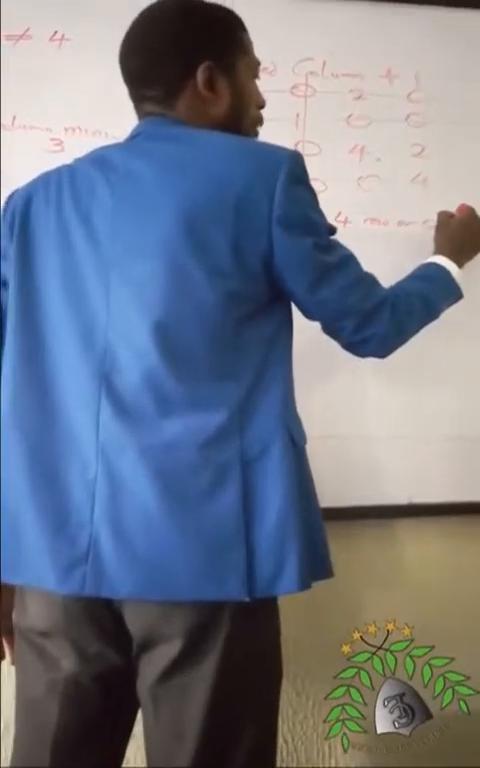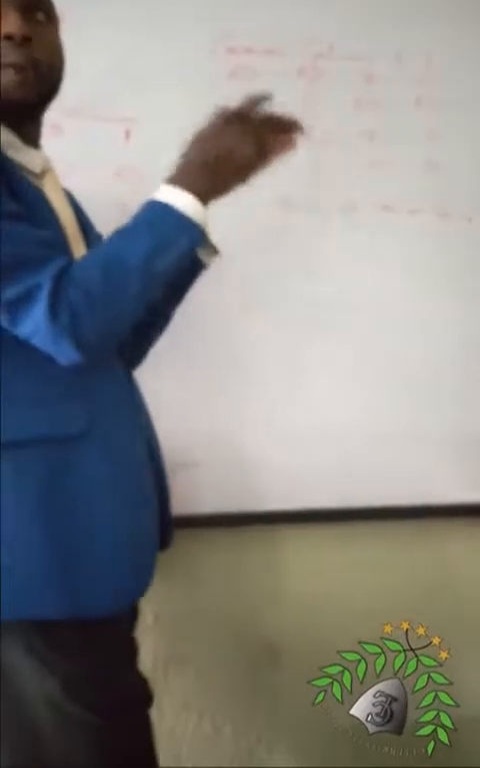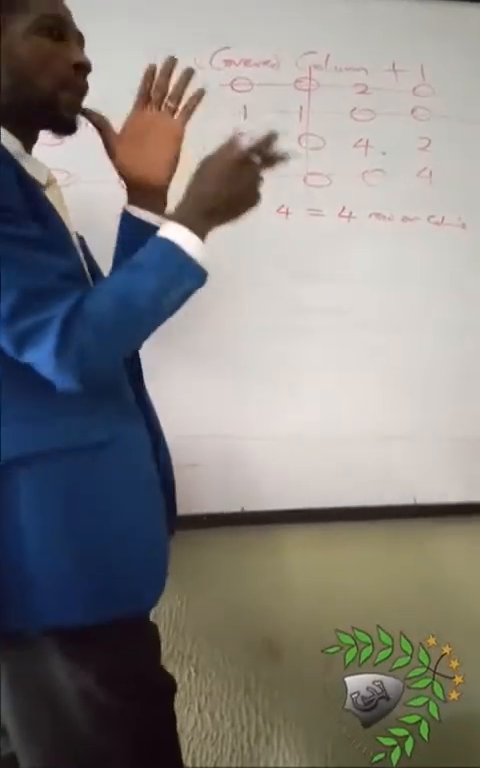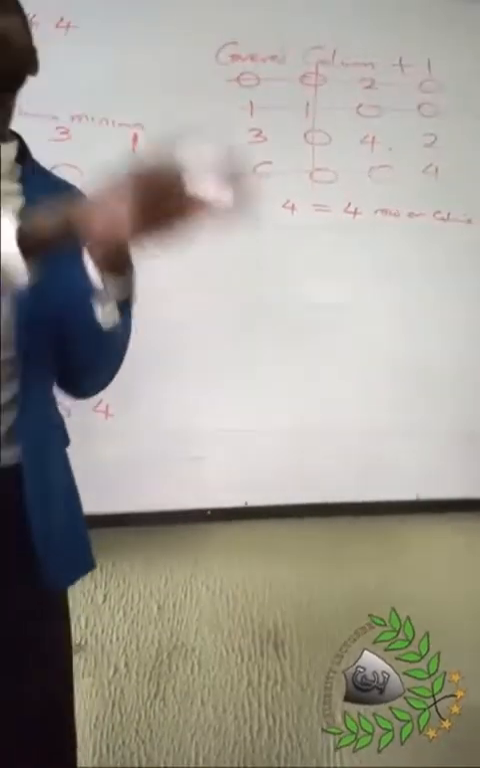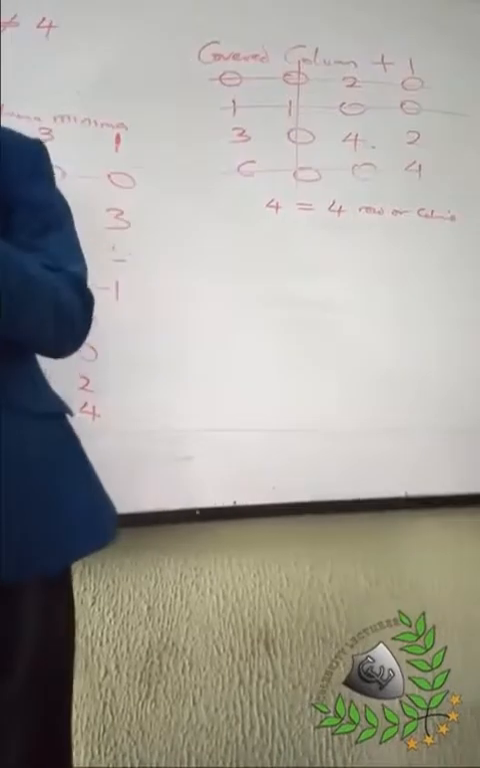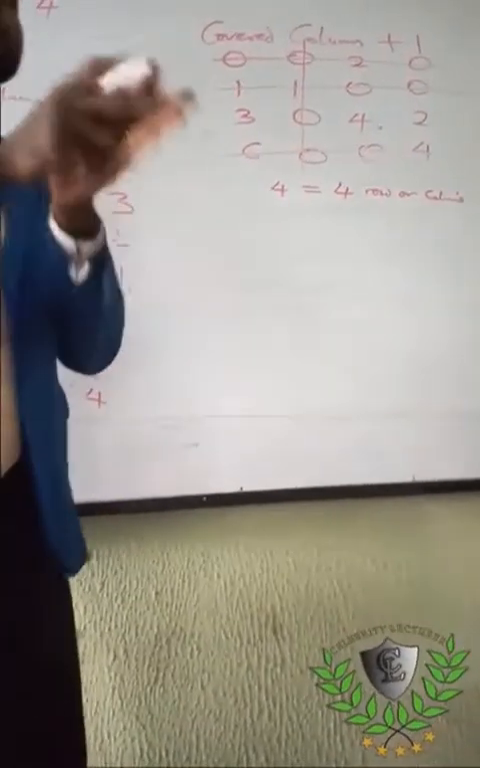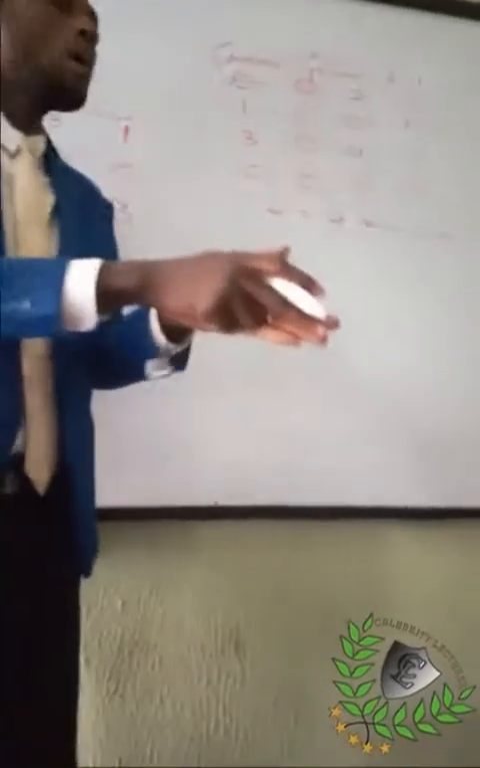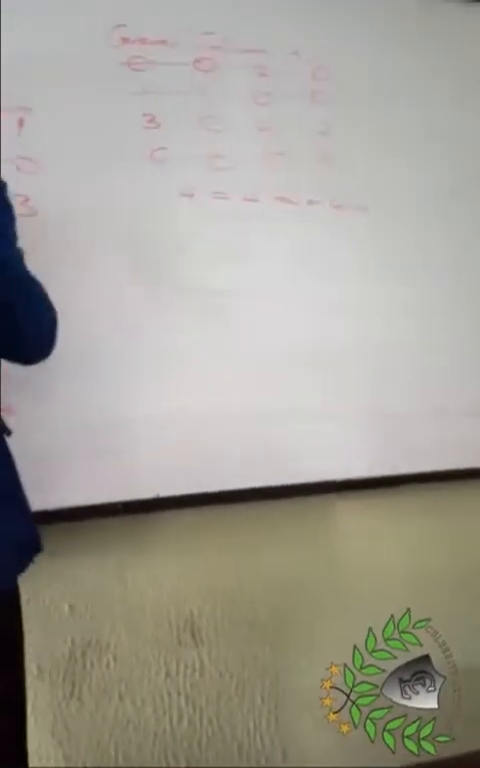Now the trick in allocation is to start with the column or row with the lowest number of zeros. When you are striking out the zeros, you start with the column or row with the highest number of zeros. When you are allocating, you start with the column or row with the lowest number of zeros. So which one has the lowest number of zeros? This one. It has only one on this line.